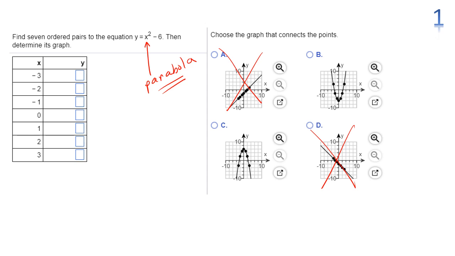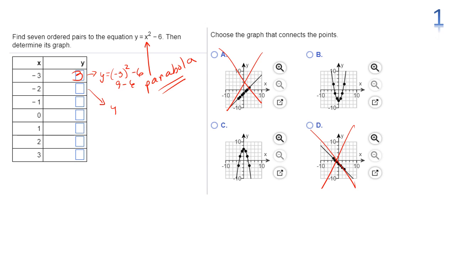Now one by one, take the x values, substitute into the equation. So I have y equals negative 3 squared minus 6. If you put this in a calculator, handy hint, be sure to use parentheses around those negative numbers to get the correct sign, because this is really a 9 minus 6, which is equal to 3. Easy to get the wrong answer on the calculator if you don't use the parentheses.